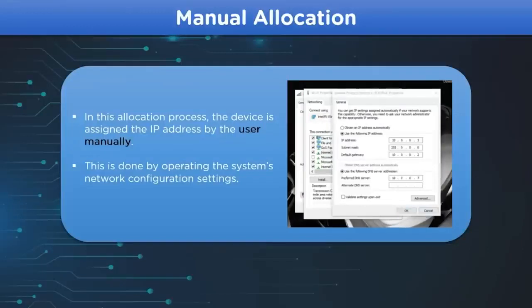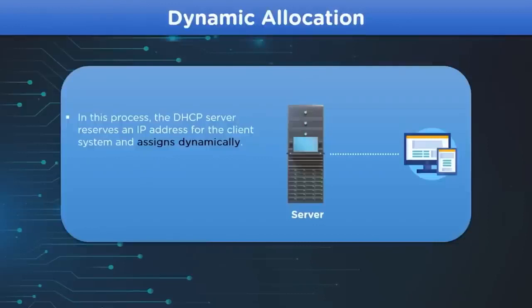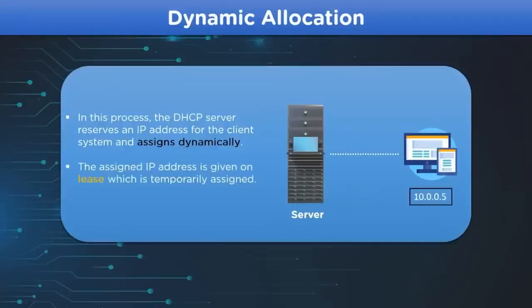Let's now take a look at the dynamic allocation. In this allocation method, the client device receives all the relevant network configurations from the DHCP server, and the system gets configured to access the internet. The provided IP address is given for a certain period, which is also termed as the lease. Now that we somewhat understand what exactly the dynamic allocation in DHCP server is, let's take a look at a small example.